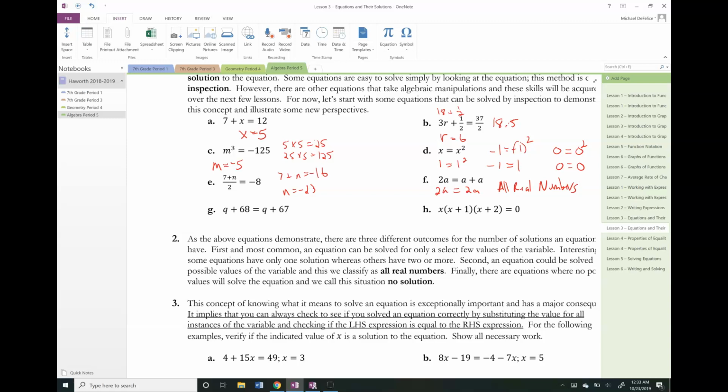In contrast, in G, I have q plus 68 equals q plus 67. So this is saying take a number, add 68. Then take the same number, add 67. No matter what number I choose, one side is always going to be just one unit bigger than the other. Like if you were to say let q be 0, 0 plus 68 equals 0 plus 67. The left-hand side is one bigger in this case. And it's always going to be that no matter what you pick for q. So this would be the opposite of all real numbers. This one is actually no solution.